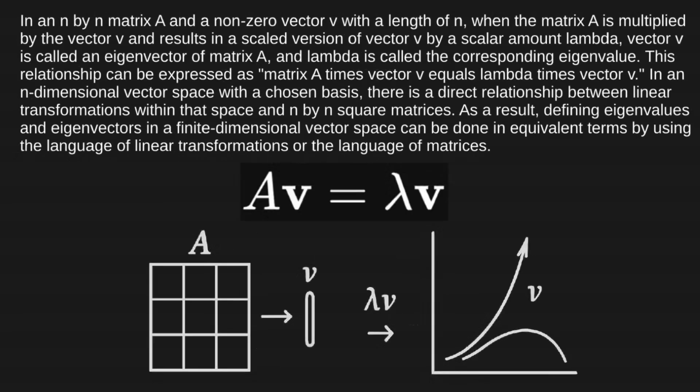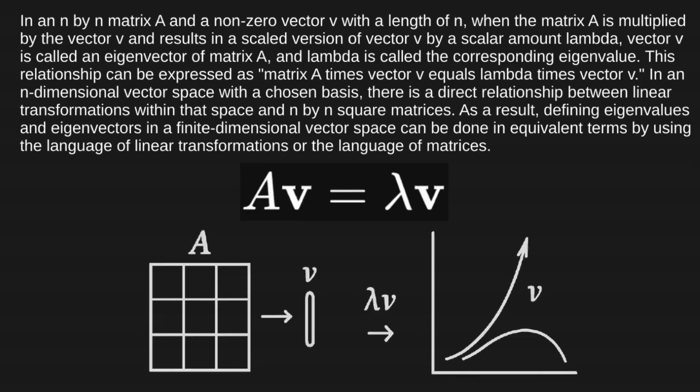In an n by n matrix A and a non-zero vector V with a length of n, when the matrix A is multiplied by the vector V and results in a scaled version of vector V by a scalar amount lambda, vector V is called an eigenvector of matrix A, and lambda is called the corresponding eigenvalue. This relationship can be expressed as matrix A times vector V equals lambda times vector V.